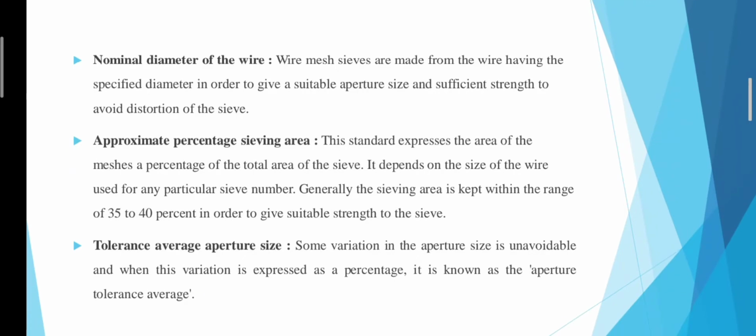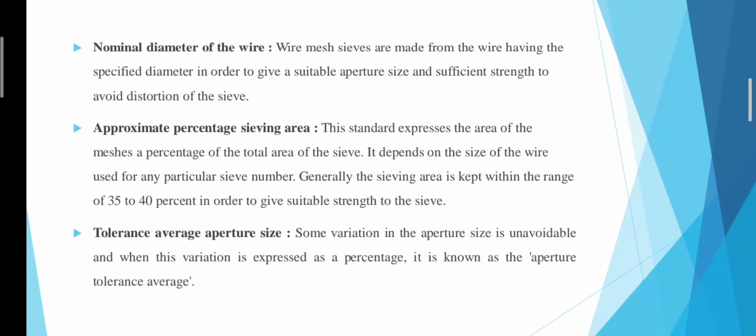Nominal diameter of wire. Wire mesh sieves are made from wire having the specified diameter in order to give a suitable aperture size and sufficient strength to avoid distortion of the sieve. These are the third standard. Fourth, approximate percentage sieving area. This standard expresses the area of the meshes as a percentage of the total area of the sieve. It depends on the size of the wire used for any particular sieve number. Generally, the sieving area is kept within the range of 35 to 40% in order to give a suitable strength to the sieve.